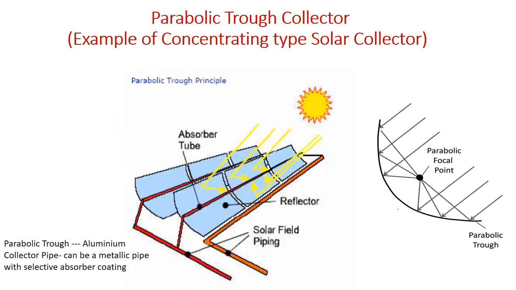Now we will deal with the applications of concentrating type solar collectors. So here we have a parabolic trough collector, which is an example of concentrating type solar collector.